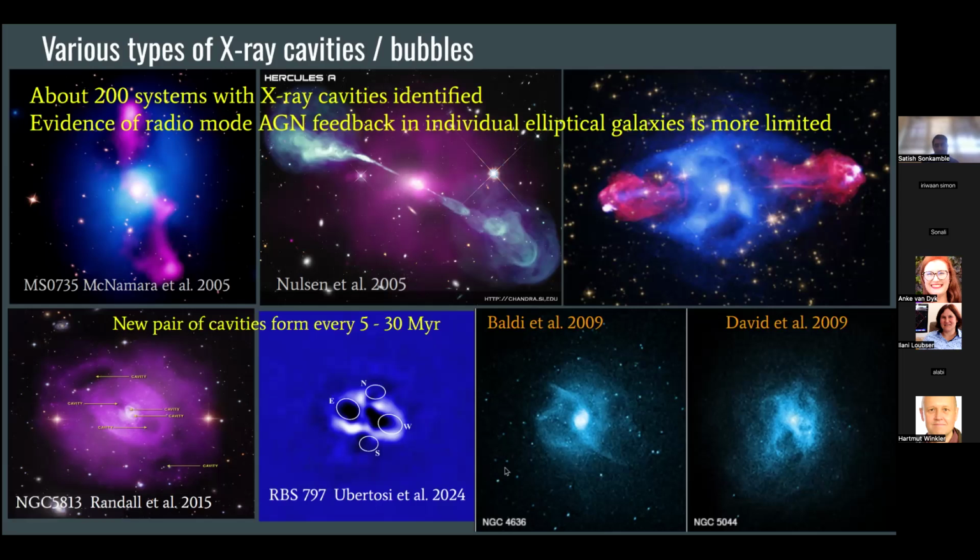But in other clusters, there are two pairs of cavities orthogonal to each other, and in some groups like NGC 4636, it shows bubbles. You can see my cursor here, here is a bubble, with some filaments or spiral kind of structure. Also, there is a large population of X-ray binary sources. And in another famous group, NGC 5044, you can also see multiple cavities.